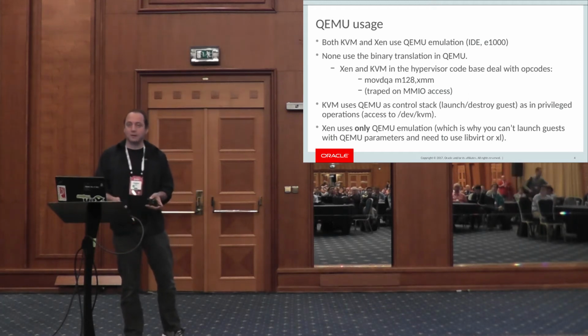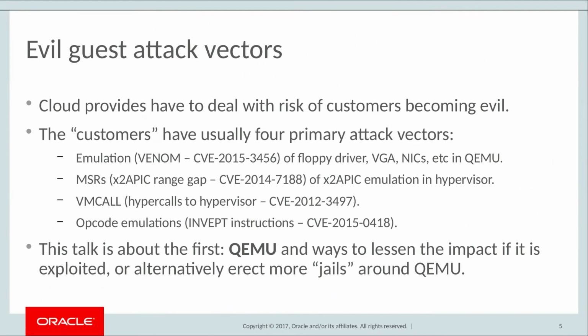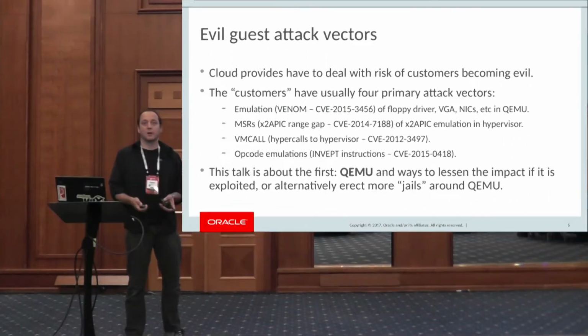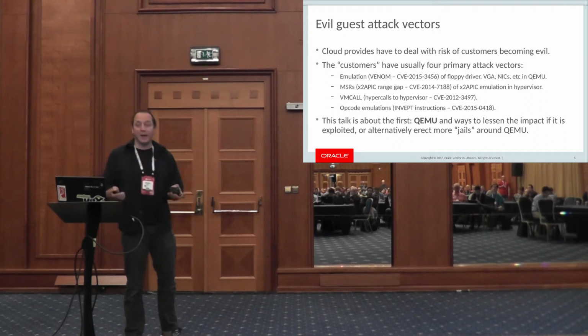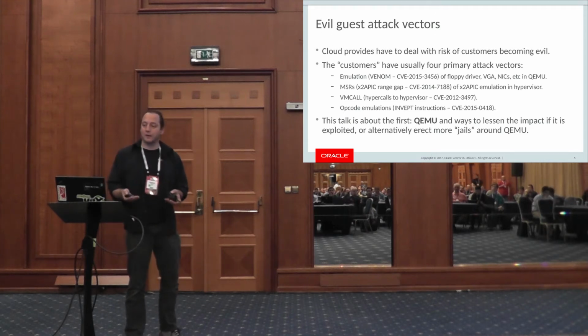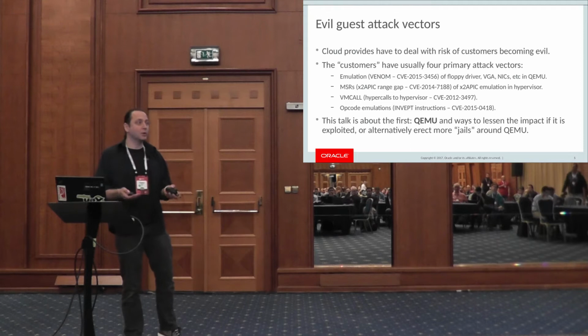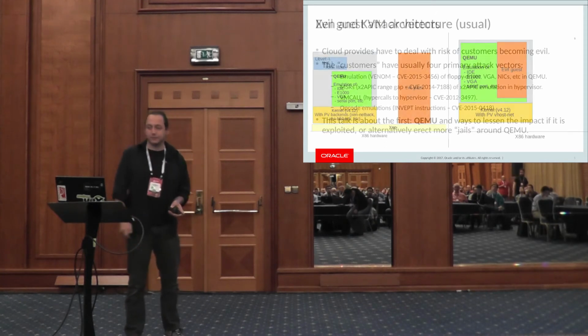Oracle, who I work for, is also a public cloud provider, and we're really worried about attacks. It's great we have customers, but at the same time, those customers can get hacked and they become evil customers. When that happens, we really are not too happy about it. There's multiple ways this can happen: attacks through x86 opcodes, hypercalls, MSRs, a whole bunch of them, and also QEMU. This talk is more about QEMU, so let's focus on that one.